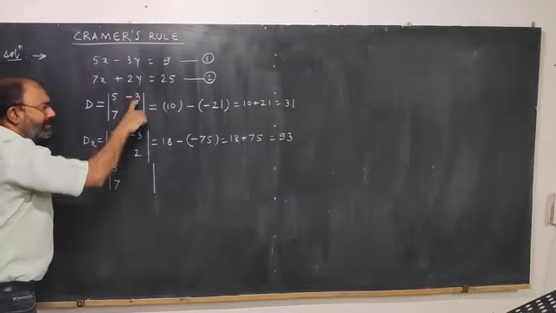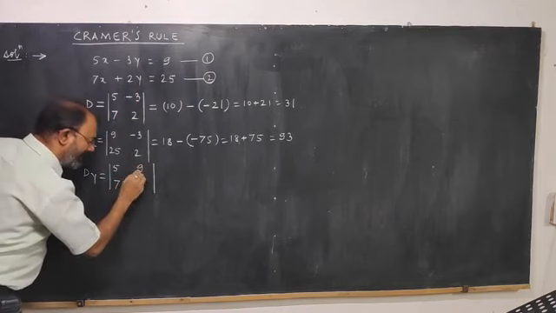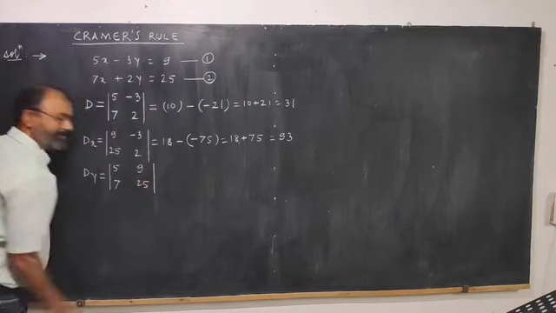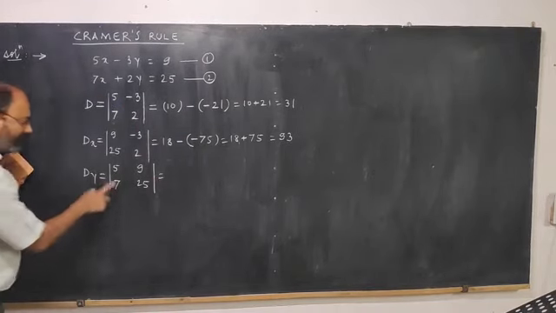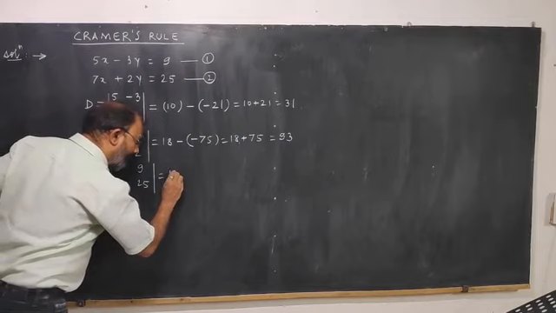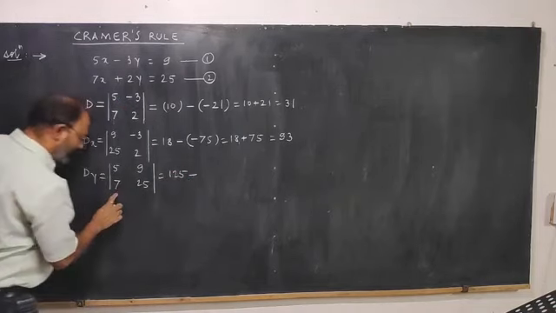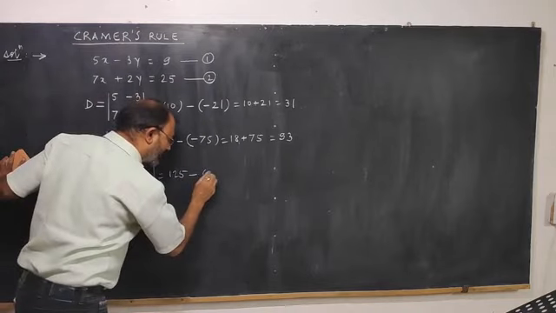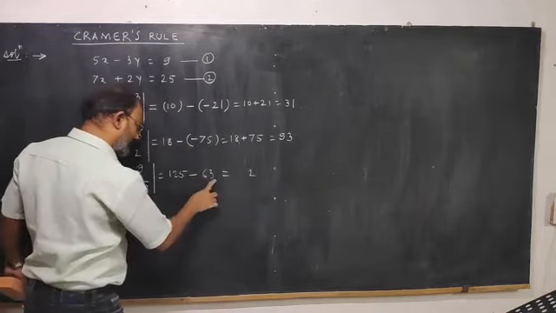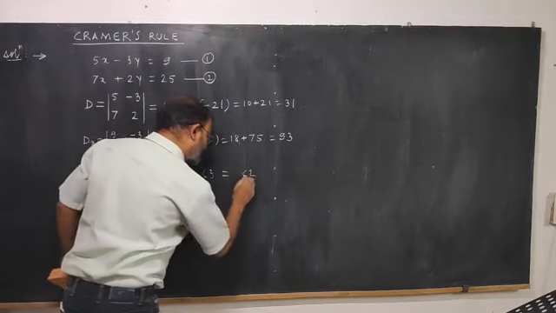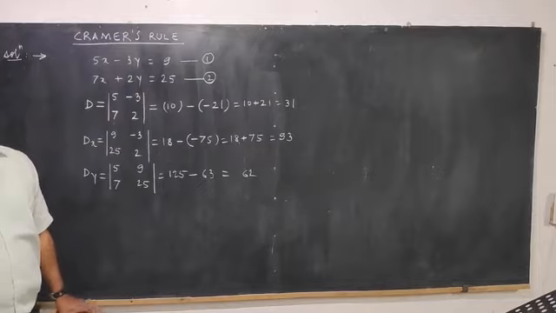So this minus 3 and 2 will be replaced by these two numbers. So you will get 9 here and 25 here. Okay. Now this is equal to, again the same trick, 125, 25 5s are 125, minus 9 7s are 63, 62. So value of this determinant is 62.